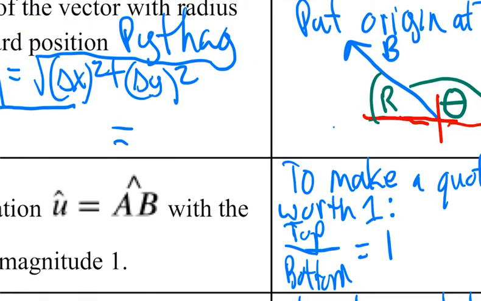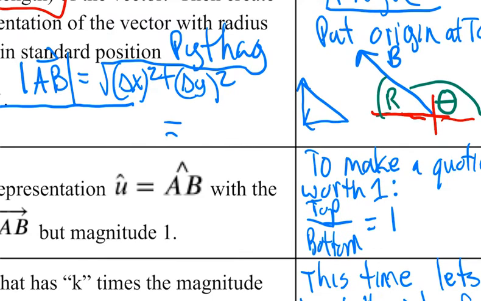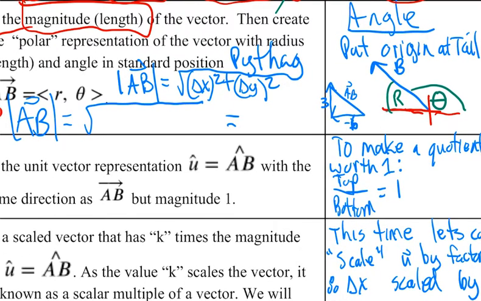We know that it goes 6 this way, right? Then it goes up by 3, and that's our vector there. That's AB right here. So delta x is negative 6, and delta y is 3.